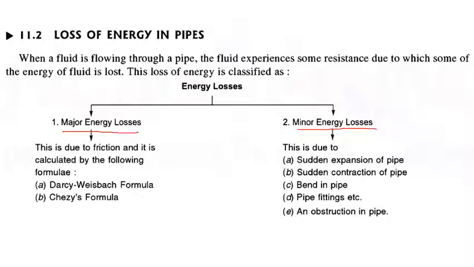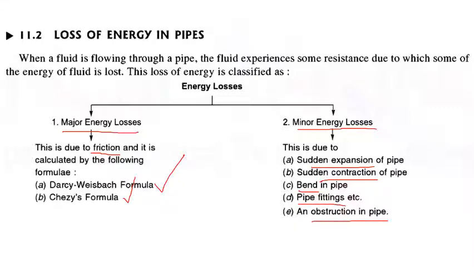Major energy losses are due to friction and are calculated by the Darcy Weisbach formula or the Chezy's formula. Minor energy losses can be due to expansion of the pipe, contraction of the pipe, a bend in the pipe, pipe fittings, or obstructions in the pipe.